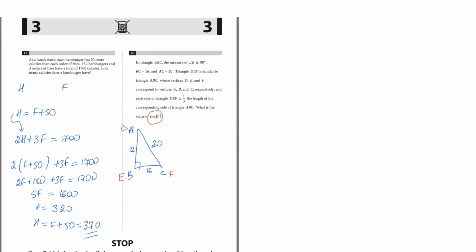What we are given is sine F. Sine F is the same as sine C. Sine of an angle is what? Opposite divided by hypotenuse. So sine F is the same as sine C. It is 12 divided by 20, which is 0.6.